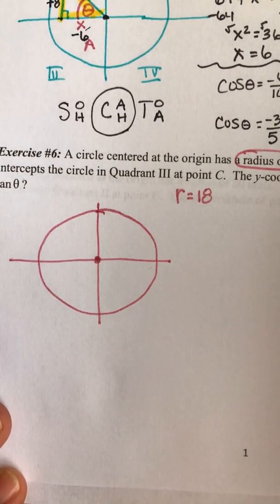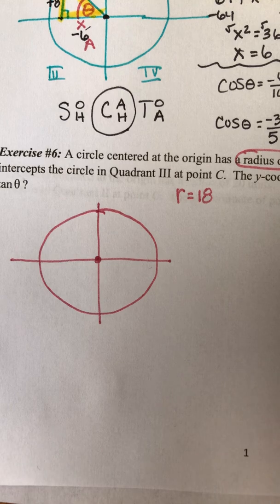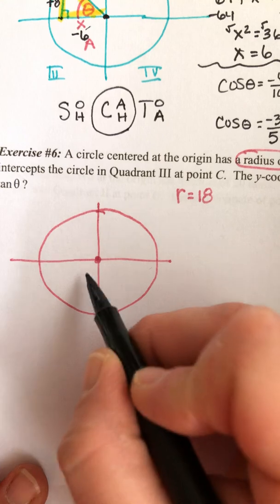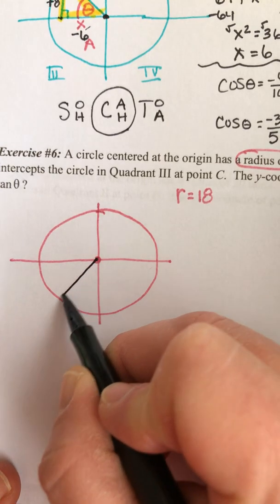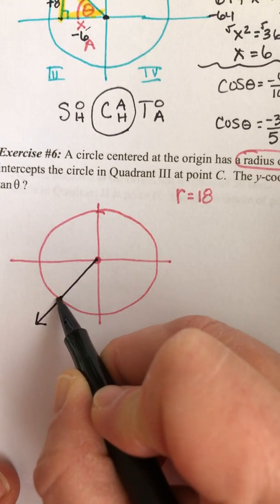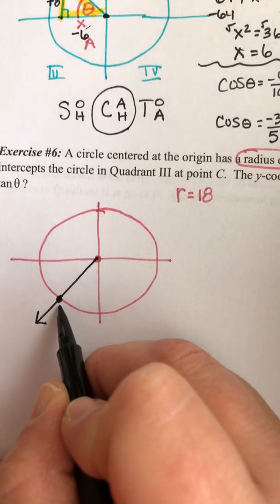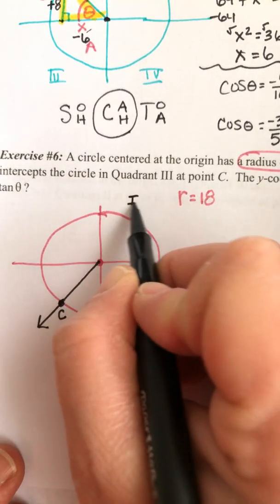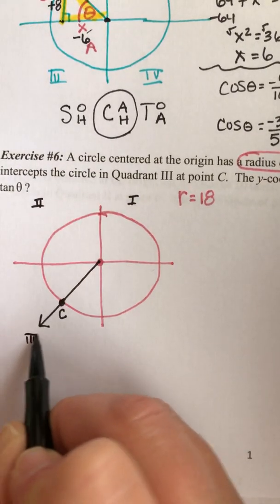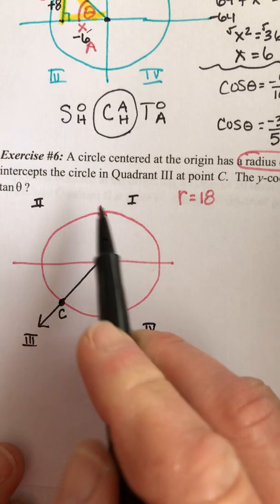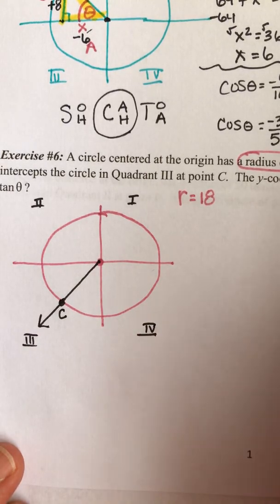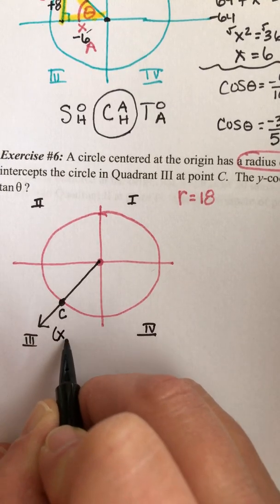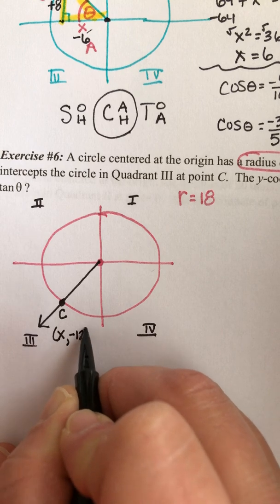All right. The next piece of information, it says the terminal side of an angle theta intercepts the circle in quadrant 3 at point C. So I'm going to draw that terminal side. Draw any old ray out here, and it intersects the circle in quadrant 3 at point C. Okay? All right. Quadrants are 1, 2, 3, and 4. The y-coordinate of point C is negative 12. So here we go again. So C, we don't know the x value, but the y-coordinate is negative 12.